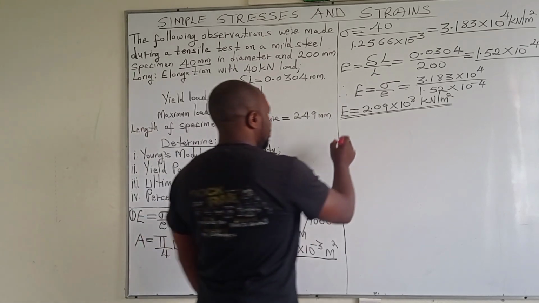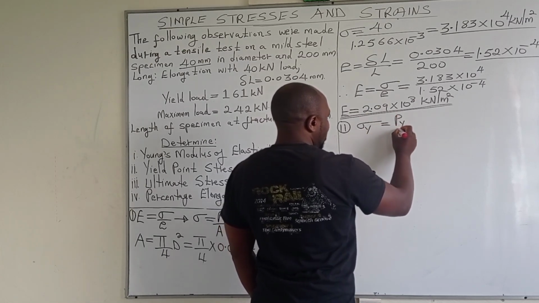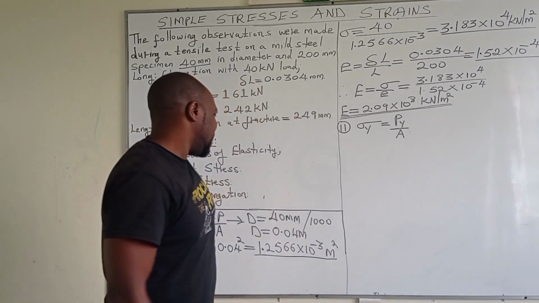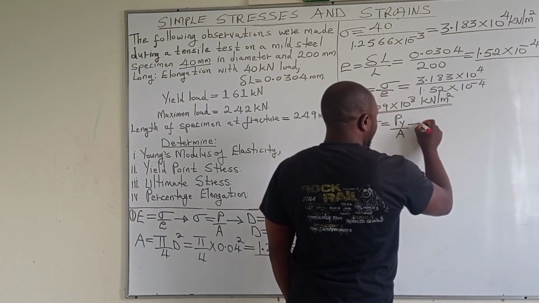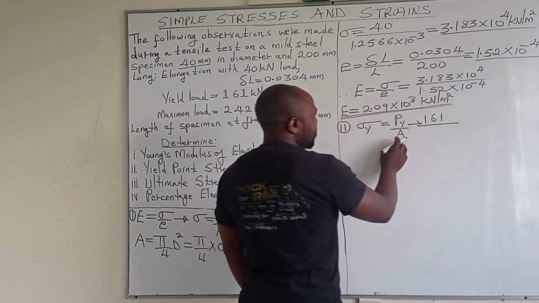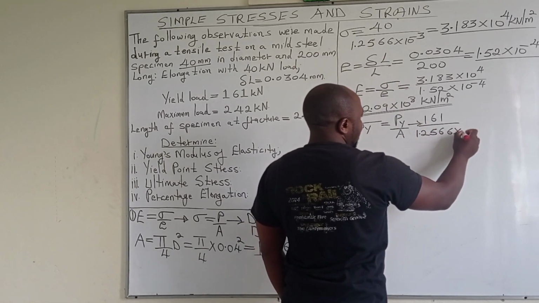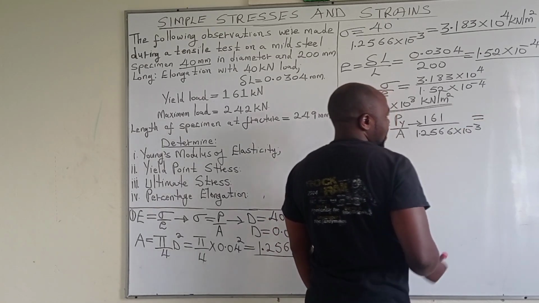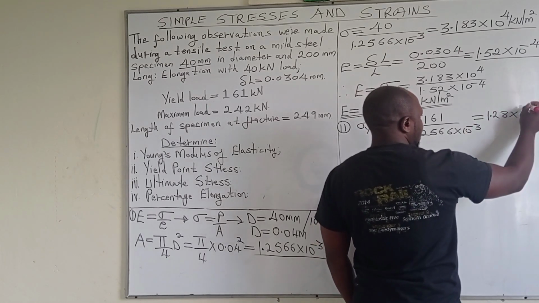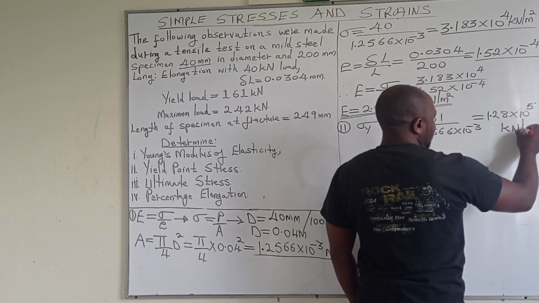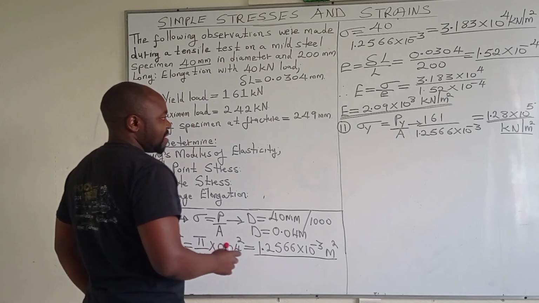Part 2, the yield point stress. The yield point stress will be given by the yield load divided by the cross-sectional area of the specimen. We are given the yield load as 161 kilonewtons. Therefore, we are going to have 161 kilonewtons divided by the cross-sectional area of the specimen. We had it as 1.2566 times 10 raised to the power of -3. And that is going to give us a stress of 1.28 times 10 raised to the power of 5 kilonewtons per square meter. So that is the yield point stress. So we are done with part 2 of that question.